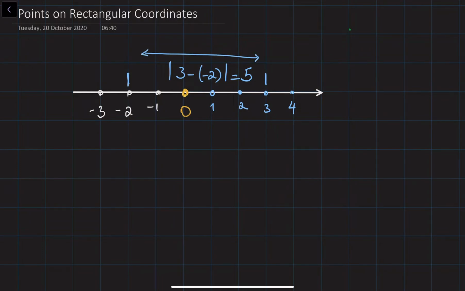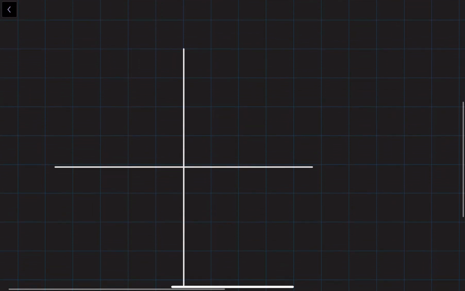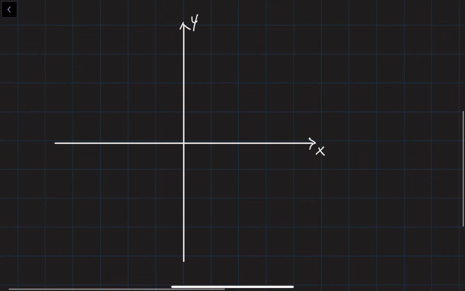So now, if we are going to the rectangular coordinates, we're going to have two axes, since the points can move in two directions, like in the x direction and in the y direction. And essentially, you're going to see that we can define any point on this plane, actually. So we call this the xy plane, just using the two coordinates.